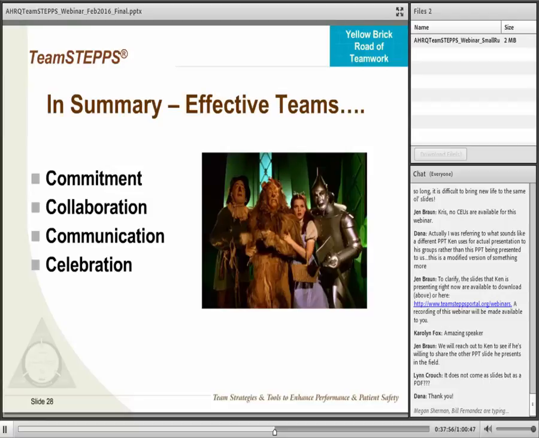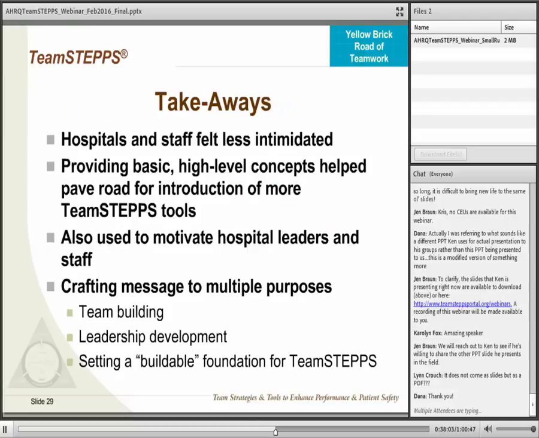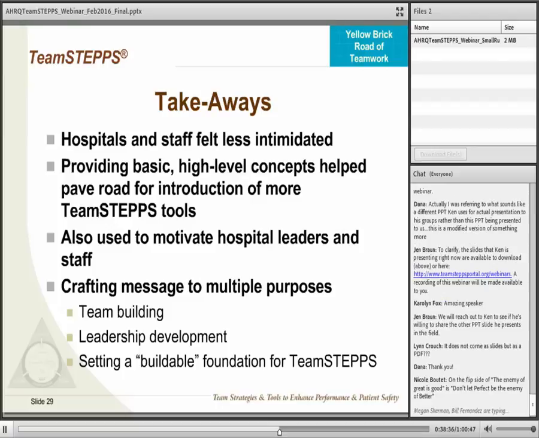So, I'll close my part of the presentation with some takeaways. If you find a way to engage a hospital and a staff in a way that takes them away from the actual clinical, and gives them a frame of reference for something that they can easily grasp in their living room as well as they can in their operating room, they feel less intimidated. If you provide basic high-level concepts, you help pave a road for instruction of even more use of the TeamSTEPPS tools. Also, TeamSTEPPS is the perfect platform and ladder to teach overall team and leadership skills in organizations of all sizes, shapes, and makeups. And then crafting a message to multiple purposes: leadership development, as I just mentioned, setting a buildable foundation, and team building as well.